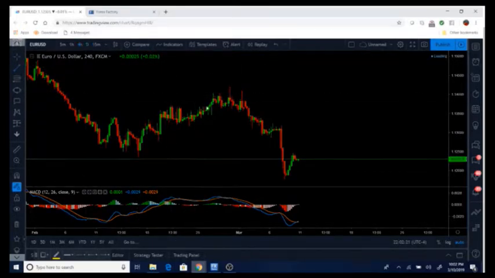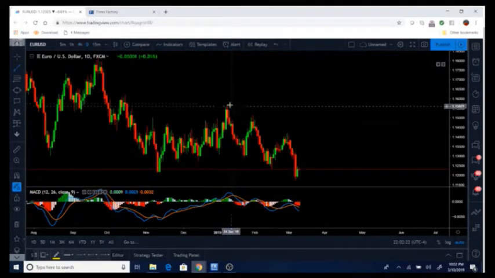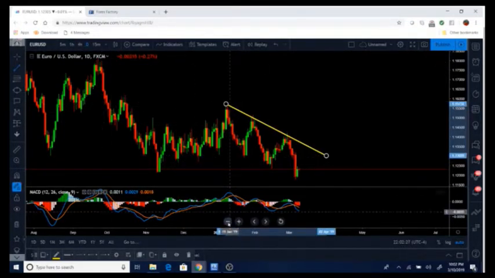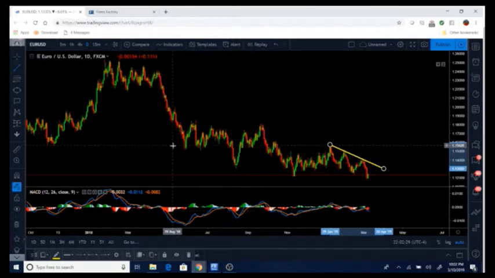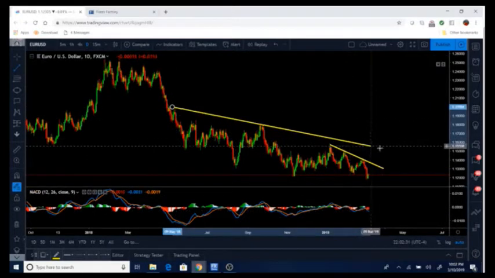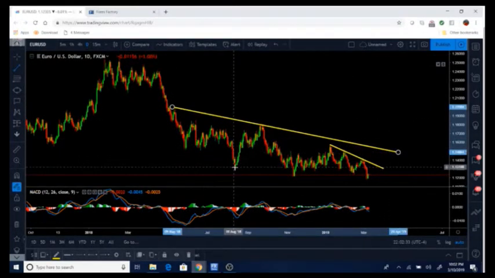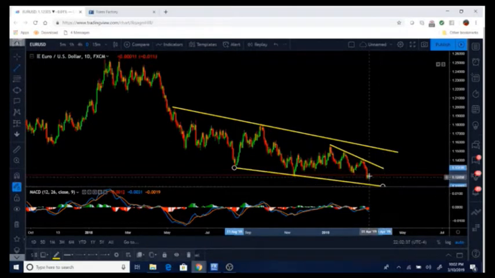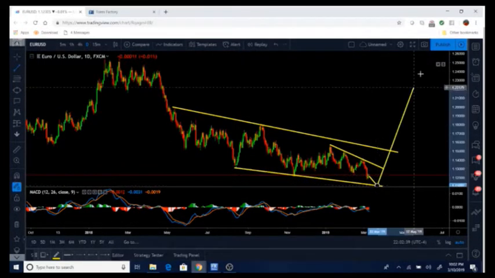What am I looking for on Euro USD? I think I'm all right. This whole thing right here, I'm looking for a reversal. All right, I'm looking for a reversal. We could get one more move down. I'm looking for that.